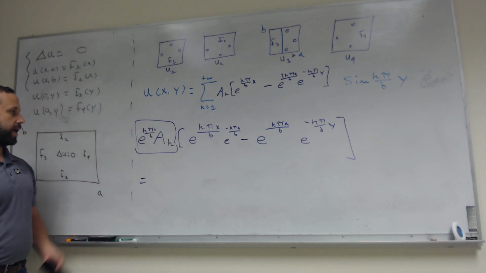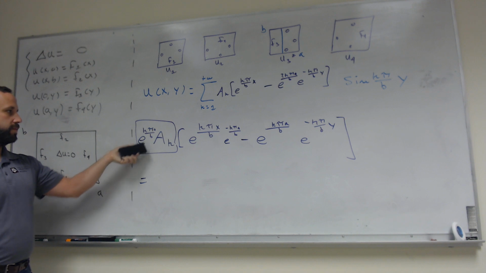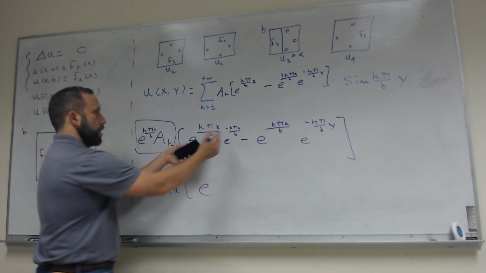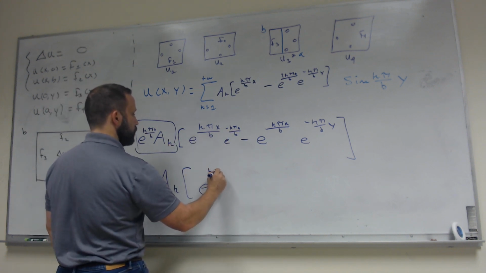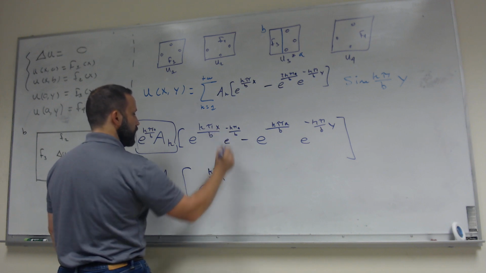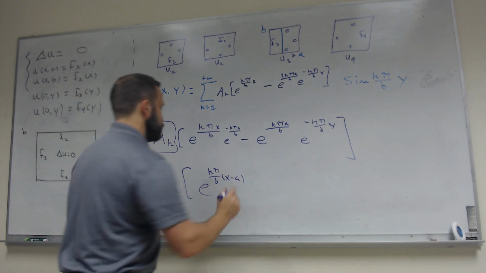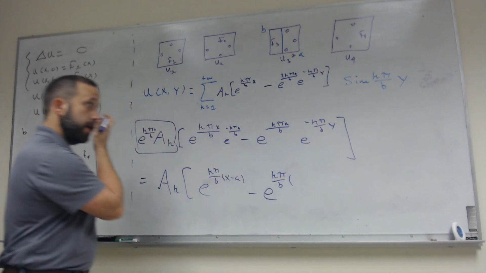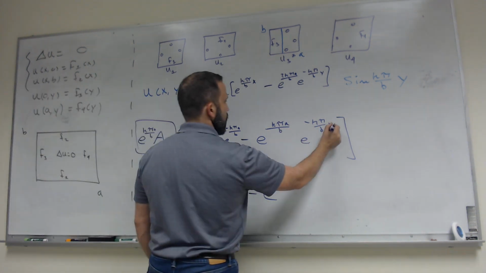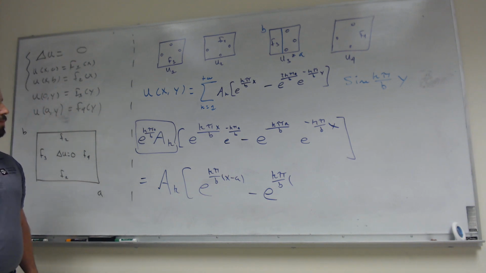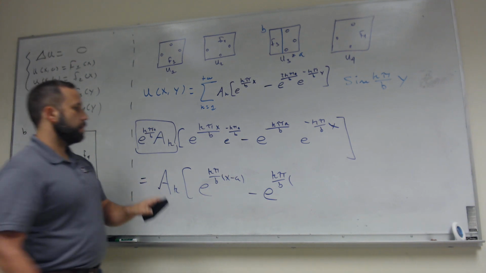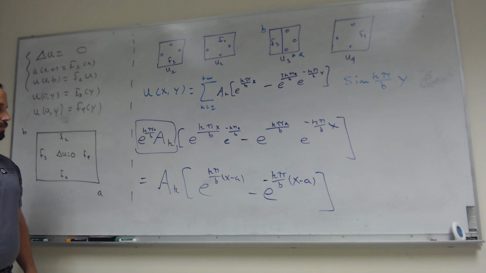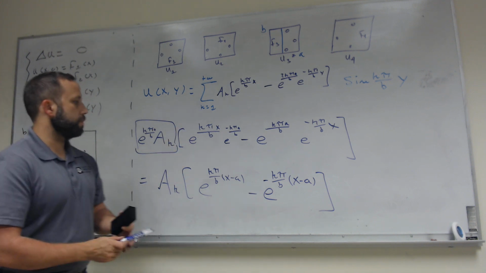I'm just going to keep calling this thing A_k because this is a constant, so I can just absorb this into the A_k. So this is A_k, and when I combine these things here, it's going to be e to the k pi over b times (x minus a), minus e to the k pi over b, sorry, this is an x, not a y, times (a minus x), but I'm actually going to write it as minus (x minus a).